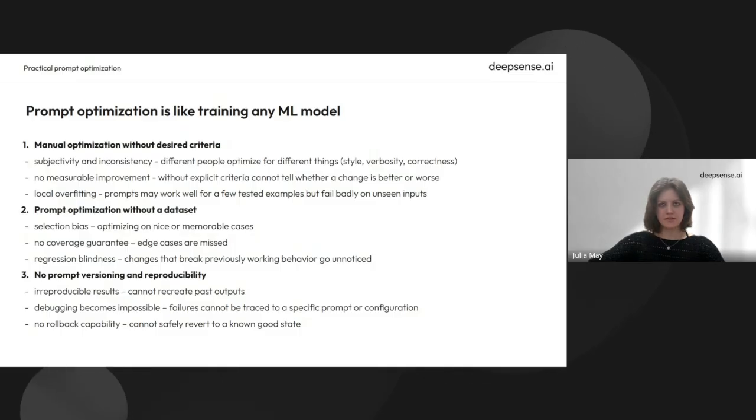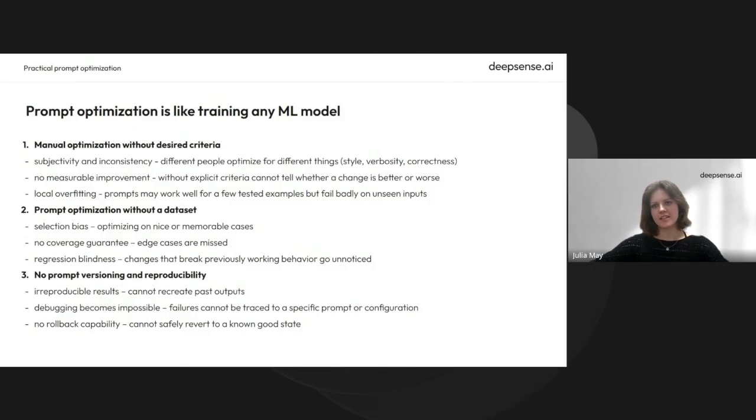So it's not the same. It's not the same way. So we don't know how it's going to perform. We also have no measurable improvement because there are no explicit criteria or metrics, so we cannot tell if this change helped us, or it helped us in this case but made some other case worse. And it can do some local overfitting because we can have just a few examples, then we look at, and it may fail on some unseen inputs that we didn't come up with.